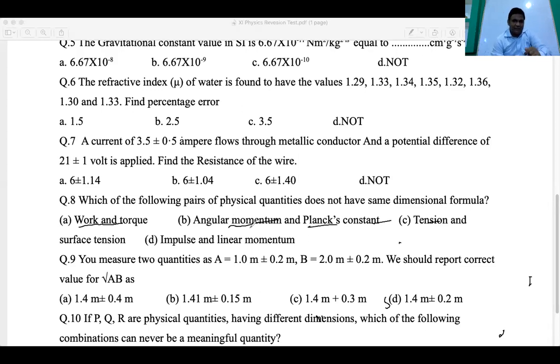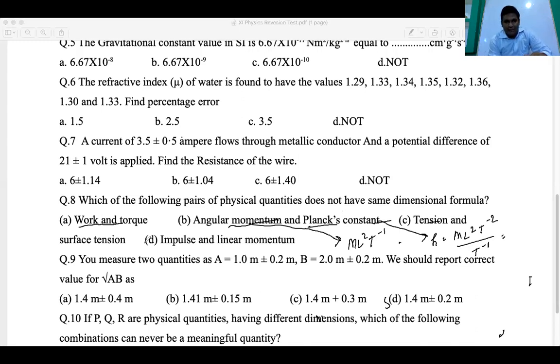The angular momentum is MVR sin theta. Look here, the momentum is M L T minus 1, so angular momentum will be M L square T minus 1. And the Planck constant, you can calculate as energy upon frequency. Energy is M L square T minus 2, divided by frequency, which is the inverse of the time period, T minus 1. So this will become the same.